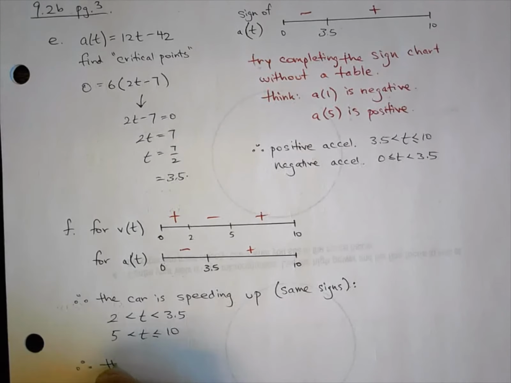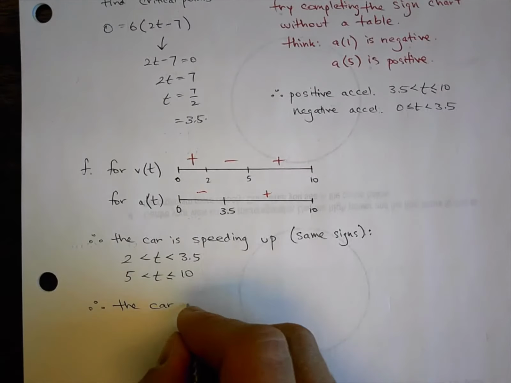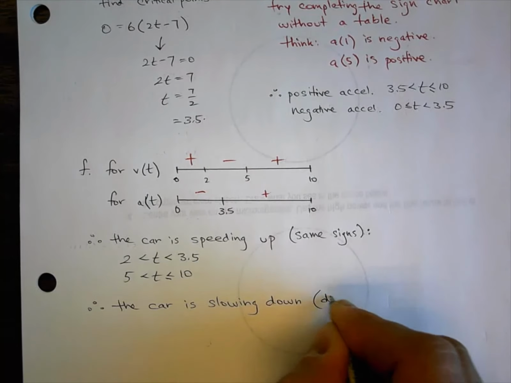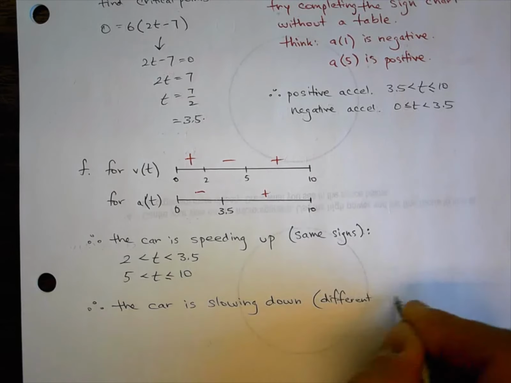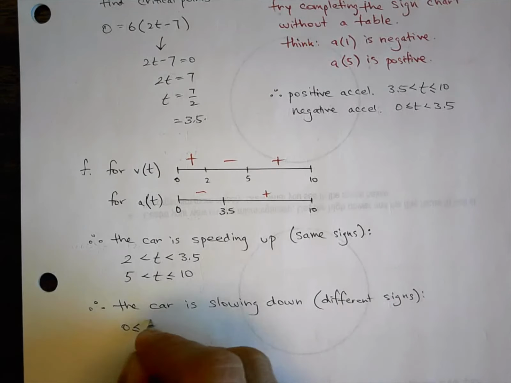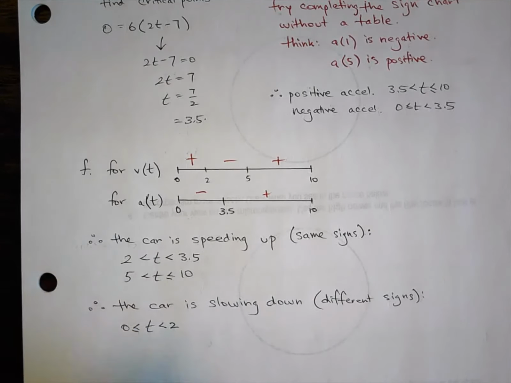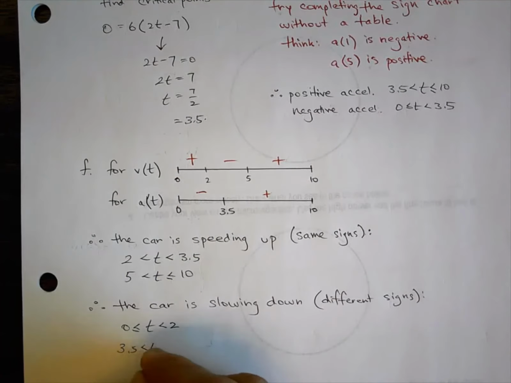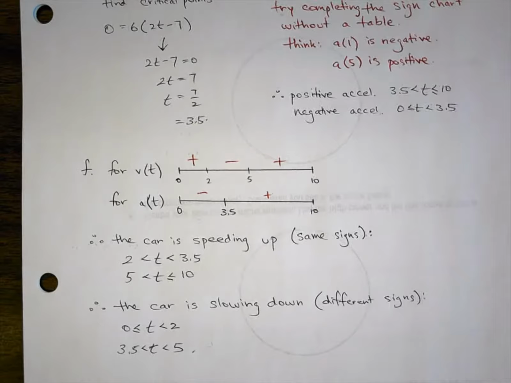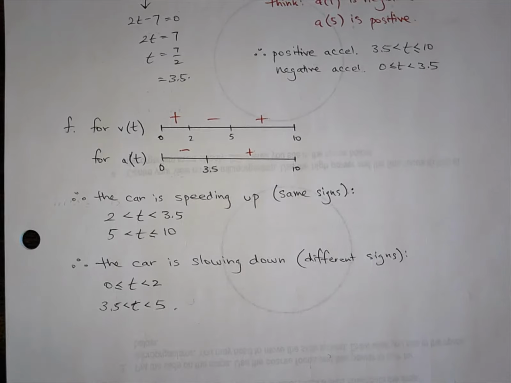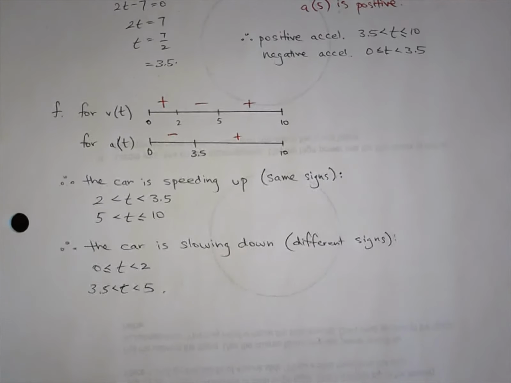And therefore the car is slowing down with different signs. That would be between 0 and 2, and this is negative, negative. This is plus, oh, between 3.5 and 5. There we go. So again, step by step, there's only 3 things to worry about here: displacement, velocity, and acceleration. The trick with these questions is decoding what they're asking.